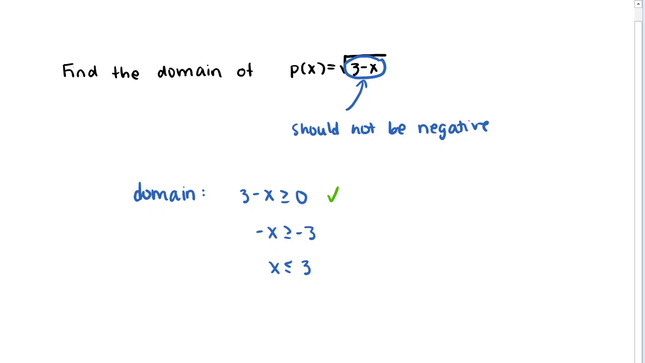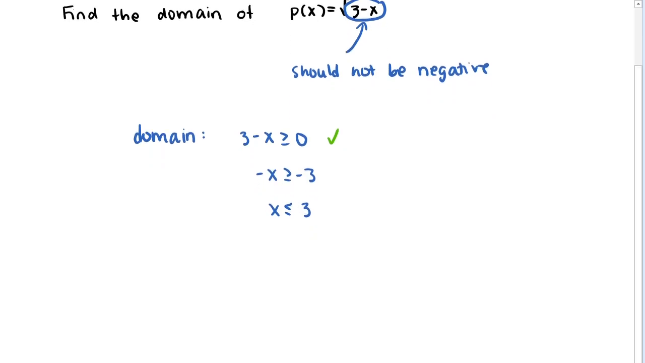Any other values will make the inside of that square root negative, and we won't get a real number output. And so in interval notation, this is x values less than or equal to 3. So this is from negative infinity to positive 3, and we're including positive 3 itself. So these are numbers we can plug into our function.